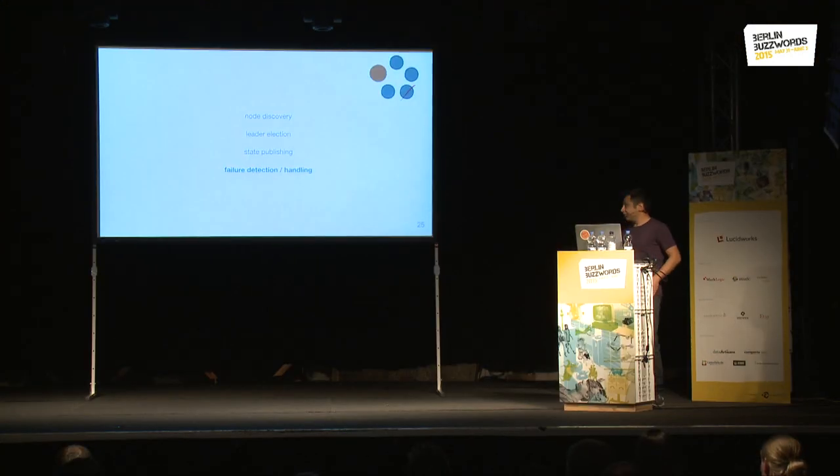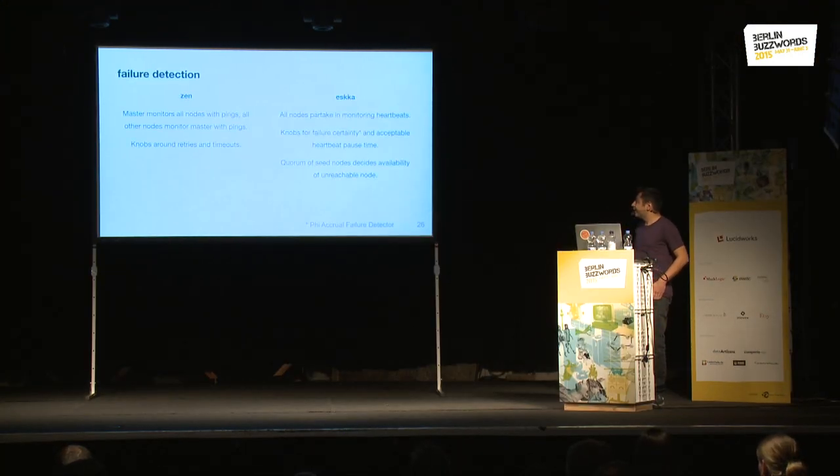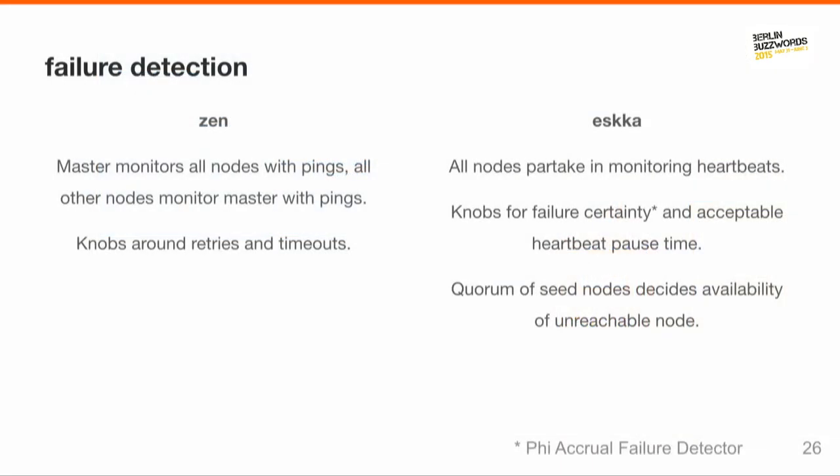So let's talk about failure handling. What happens if there is a failure? With Zen, you've got the master. It's monitoring all of the nodes in the cluster. And all other nodes are monitoring the master in case it goes away. I think Elasticsearch defaults are more optimized for cloud environments. So if you're running on bare metal, you might want to be more aggressive around things like retries and timeouts. And eskka also has some similar but different knobs.